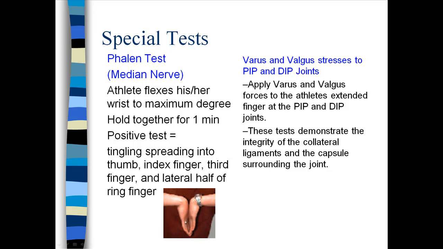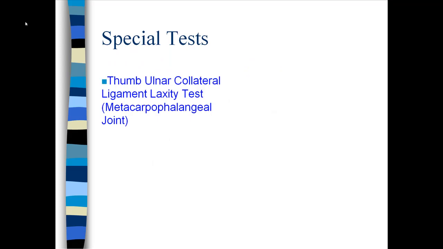Varus and valgus stress tests at the wrist and digits are important, as these demonstrate the integrity of the collateral ligaments. So in addition to those special tests, we also may want to perform a thumb ulnar collateral ligamentous laxity test, in which we assess the integrity of the collaterals of the thumb themselves. This is basically a stress test to the radial and ulnar collaterals, in which the operator forces ab or adduction.